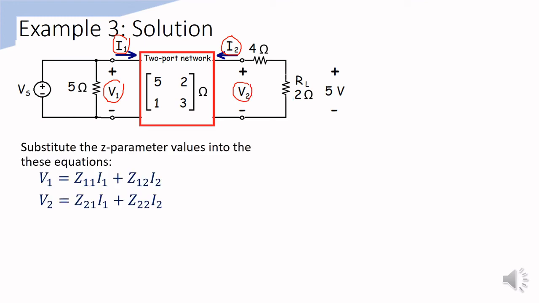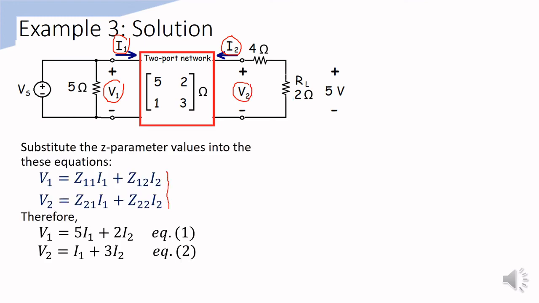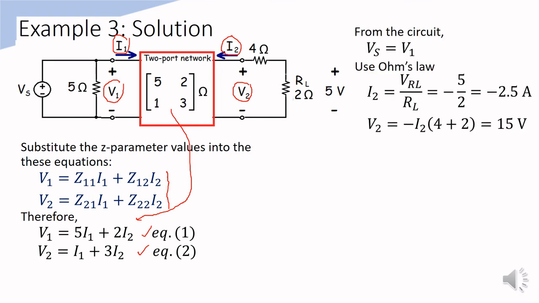First, write the equations of impedance parameter. Substitute the parameter values into these equations, and name the equations accordingly. From the circuit, we can see that Vs equals V1. Meanwhile, at the load, RL, we can calculate the current I2 by using Ohm's law. Its value is equal to minus 2.5 amperes. Then, voltage V2 can be found by multiplying I2 and 6 ohms. Therefore, voltage V2 is equivalent to 15 volts.